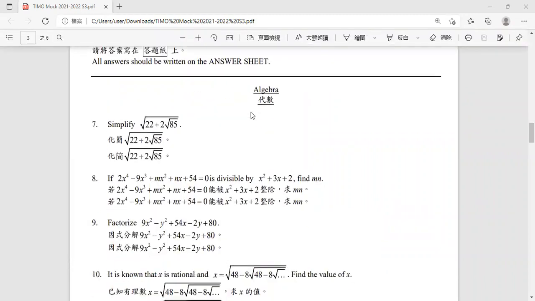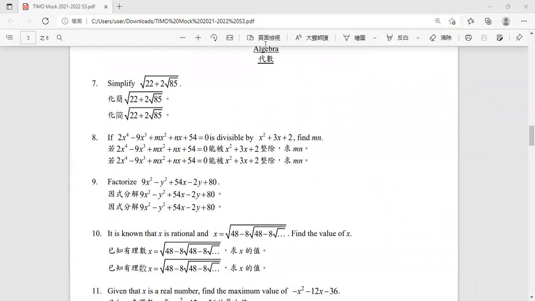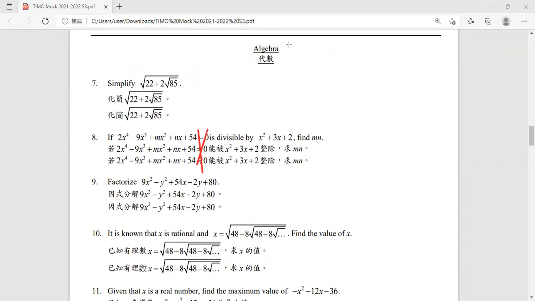Question 7. For those who are doing it before I discuss, this is not equal to 0. Actually, let f(x) equal this one, which is divisible by x squared plus 3x plus 2. Now, I will discuss question 7 first. I have to simplify this one.